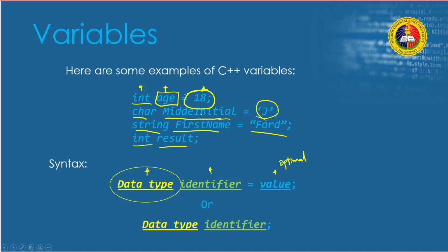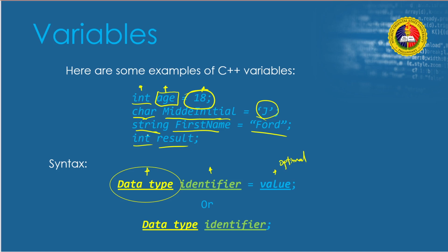Is that true? Middle initials are only one letter. Yes, sir. Alright, that's why we use char, because char is a data type for a single symbol. And then for first name, most first names have multiple letters, in some cases even multiple words. Since we'll be dealing with multiple symbols, multiple letters, multiple words, that is what you call a string.